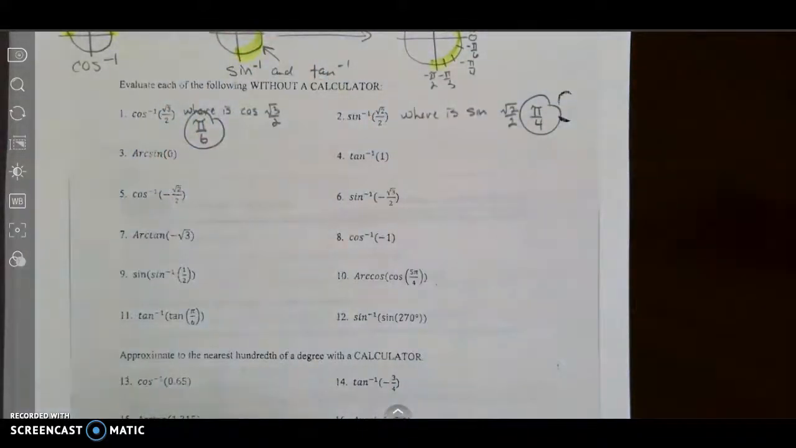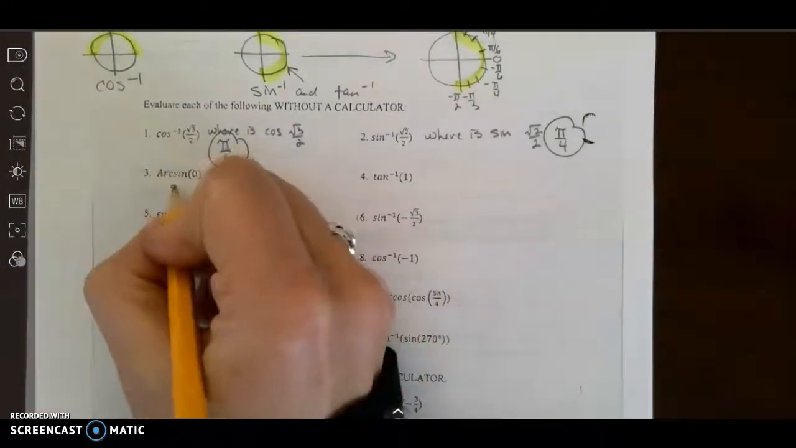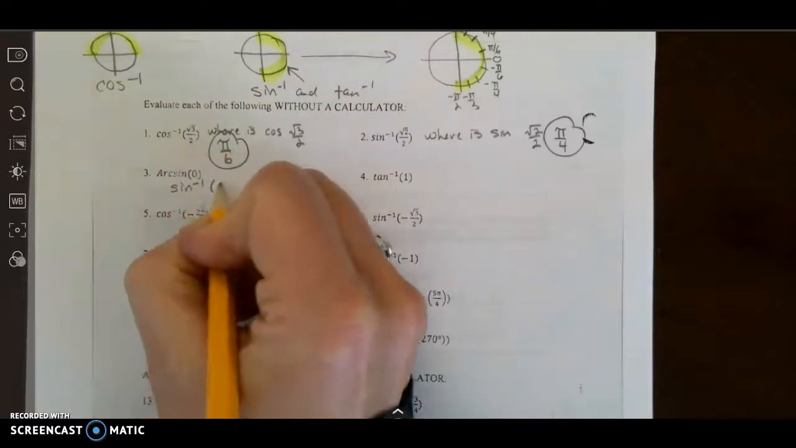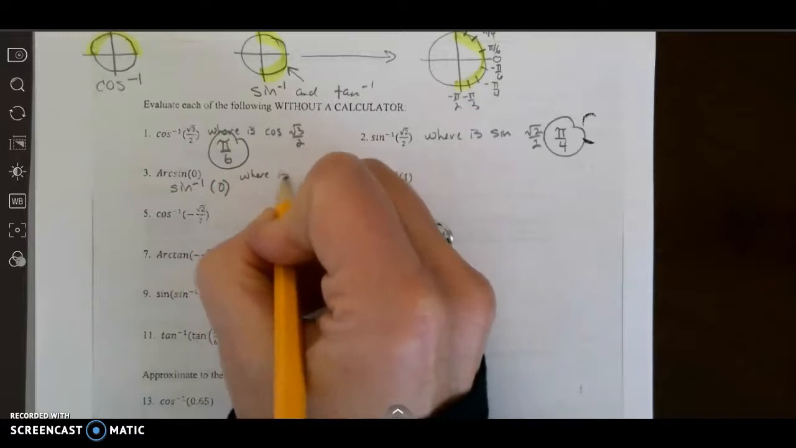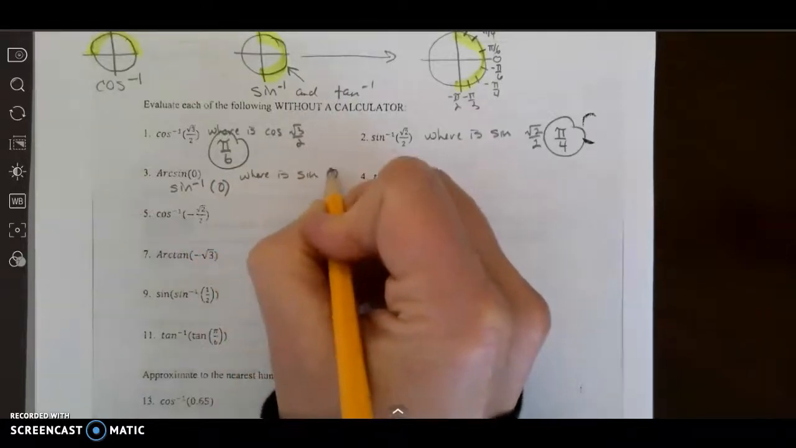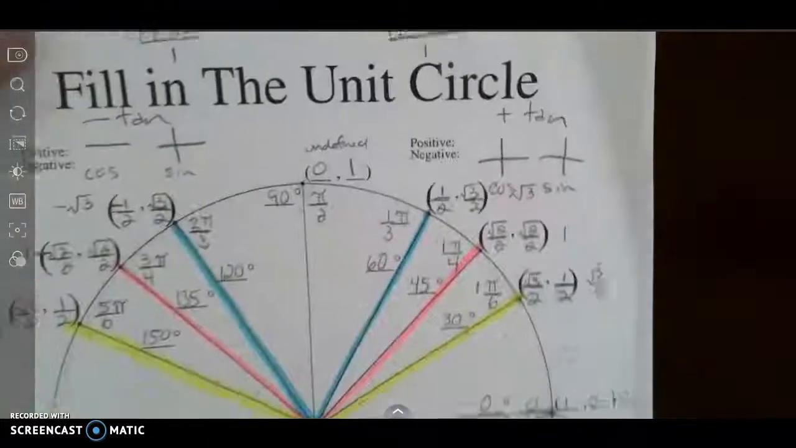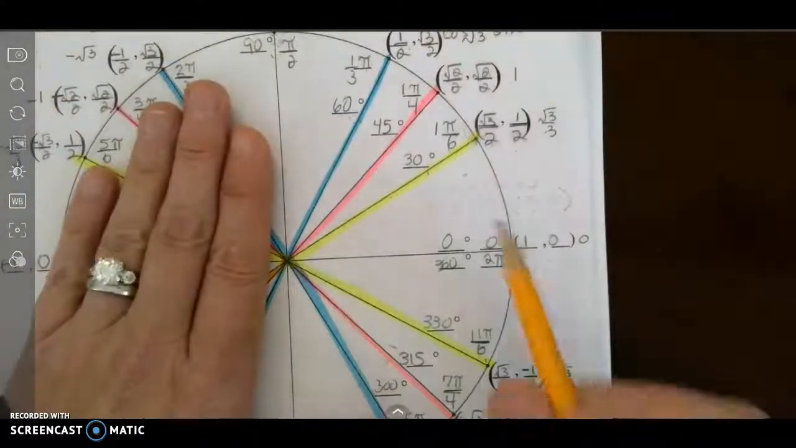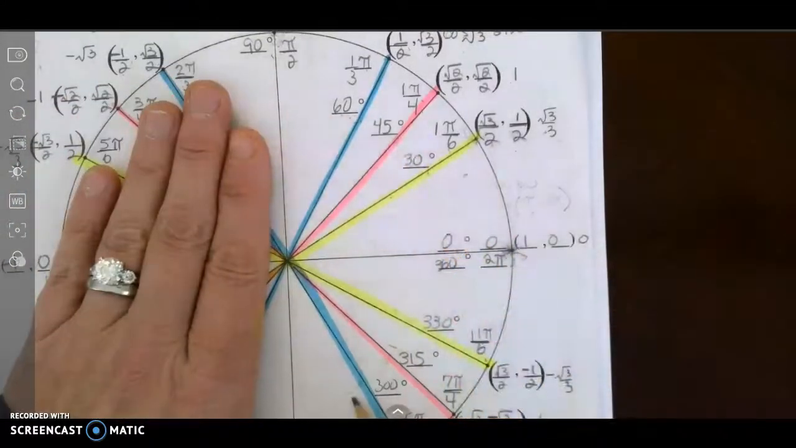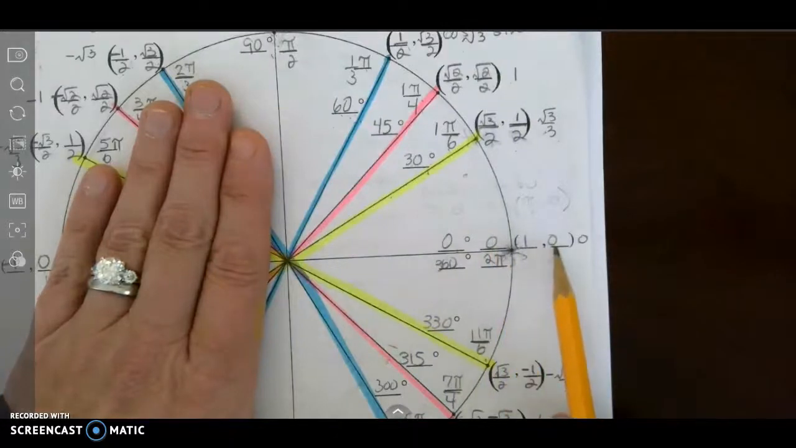Okay. Let's go to number 3. Arc sine is the same thing as inverse sine of 0. So where is sine 0? That's what it's asking. Sine is the y coordinate. Again, with inverse sine, I'm only looking at this side of the circle. Where's my y coordinate 0? Right there at 0.